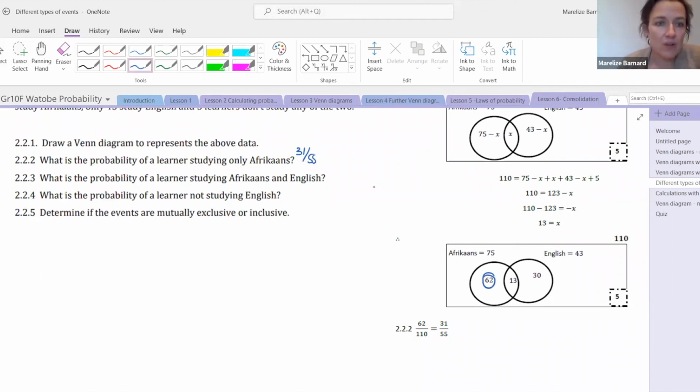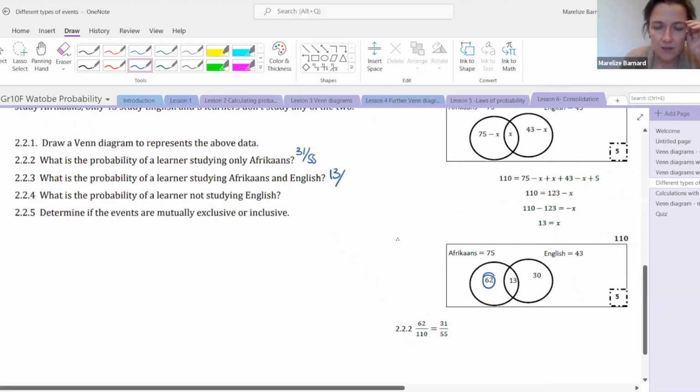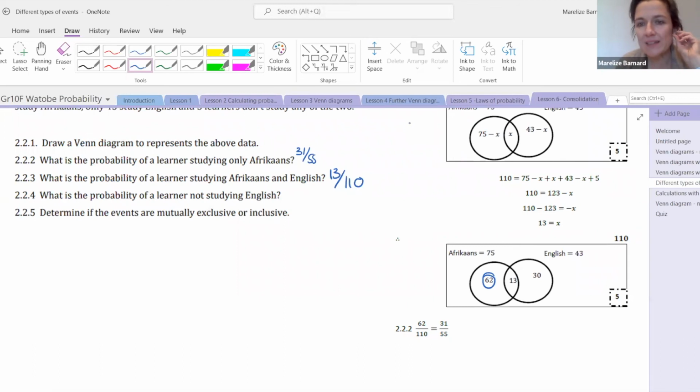Now, what is the probability of a learner studying English and Afrikaans, Afrikaans and English? So we're looking at the intersection. Well done, Gabriel. 13 over 110. Does that simplify? I don't think so. No, that is as far as it'll go. 13 over 110.